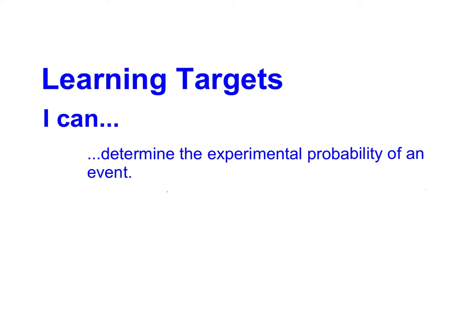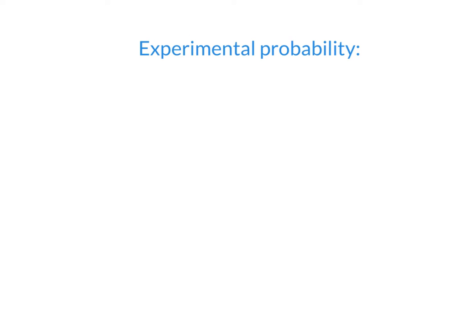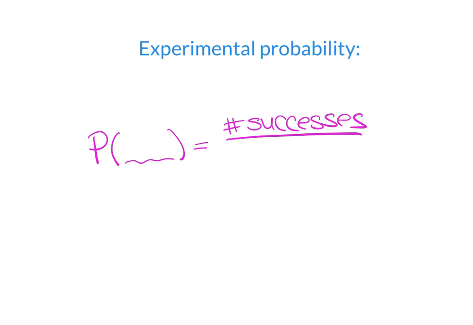In this video, we're going to learn how to determine experimental probability of an event. Now, experimental probability is calculated using a very similar equation to our theoretical probability. So experimental probability is entirely based on the data of an experiment. So the probability of whatever your event is going to be the number of successes in your experiment divided by the number of total trials.